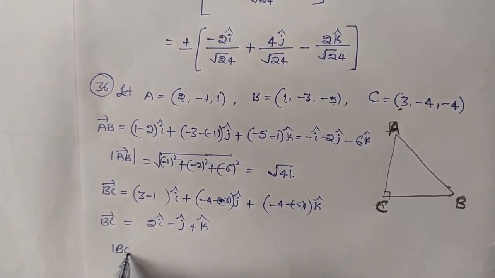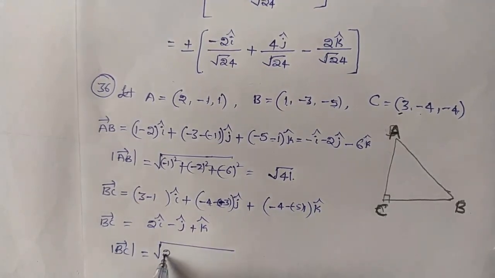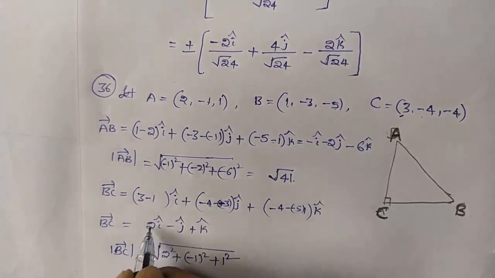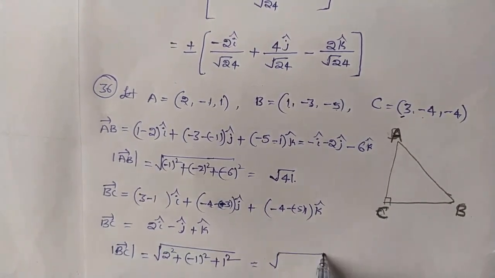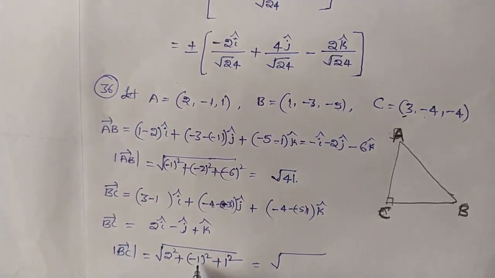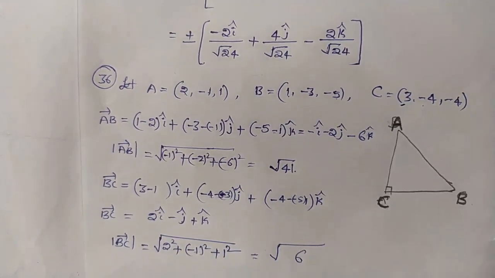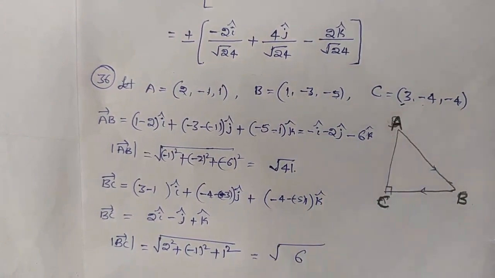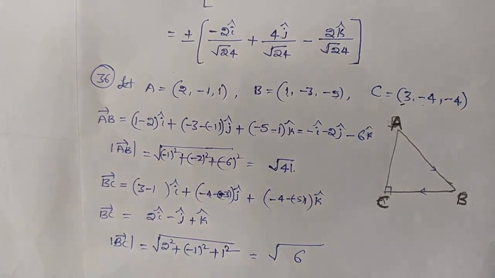Also find its magnitude. Magnitude of BC vector equals 2 square plus minus 1 whole square plus 1 square, which is equal to the square root of 2 square is 4, 4 plus 1 is 5, 5 plus 1 is 6. Next, AB vector, BC vector. Next, find out AC vector or CA vector.